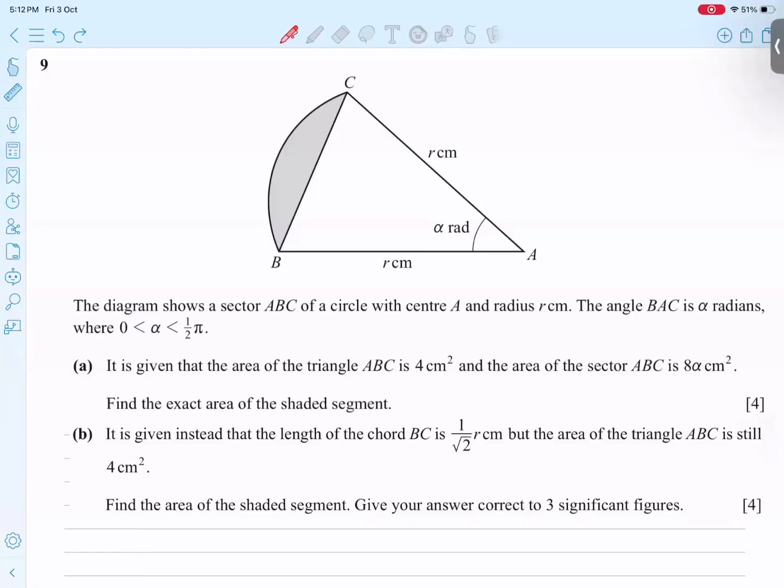Bismillah ar-Rahman ar-Rahim, June 2025, variant 1-1 and question number 9.